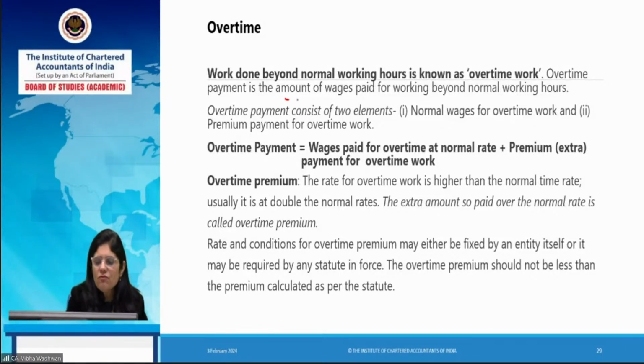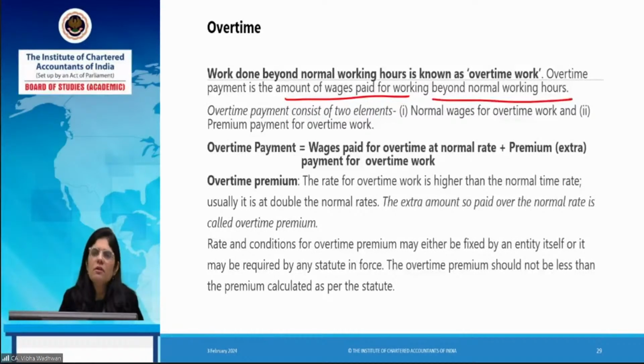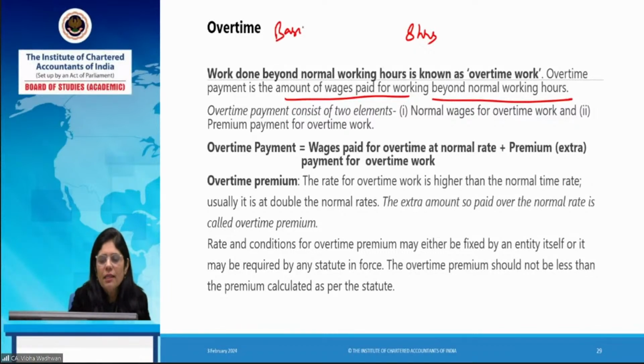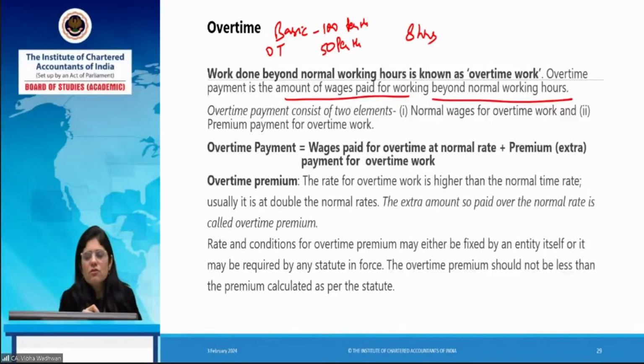Overtime is the amount of wages paid for working beyond normal working hours. Overtime payment consists of 2 elements. So students, basically, let us say you are working for 8 hours. The normal working time is 8 hours and the basic wage rate is 100 per hour. And the overtime rate is 50 per hour. Clear? So for normal work, if you're working 8 hours, you will be paid 8 hours into 100. That means 800. So this is the normal one.